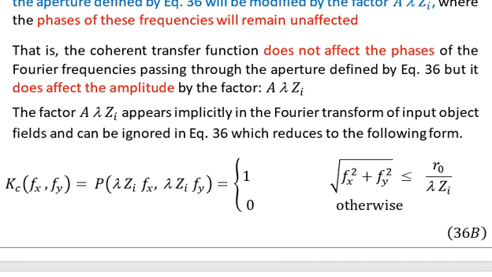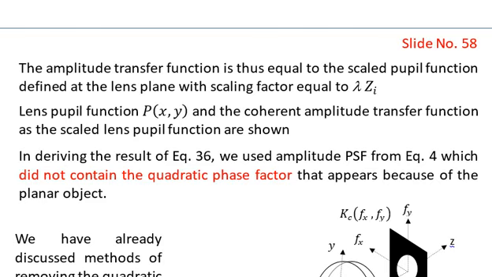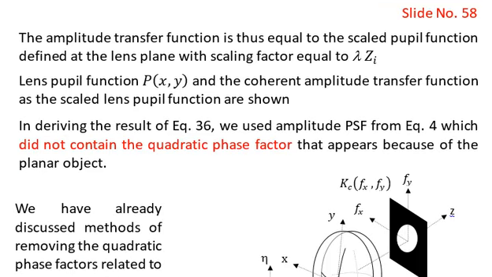So we have redefined capital Kc as a function of fx, fy, that is the definition of the transfer function in terms of the pupil function, as a function of λzi fx, λzi fy. It is equal to 1 when the square root of fx squared plus fy squared is less than or equal to R0 over λzi, and 0 otherwise. This is the more refined definition of equation 36a, which we have given in 36b.